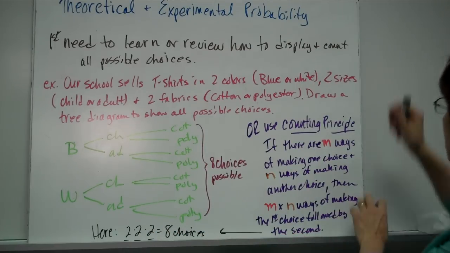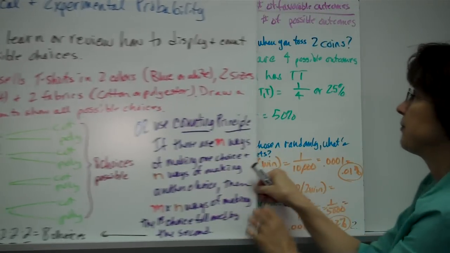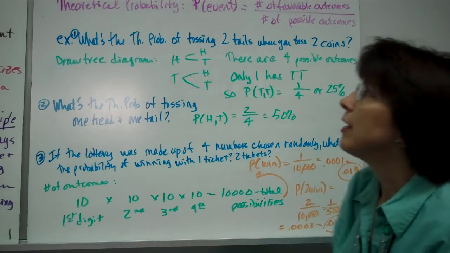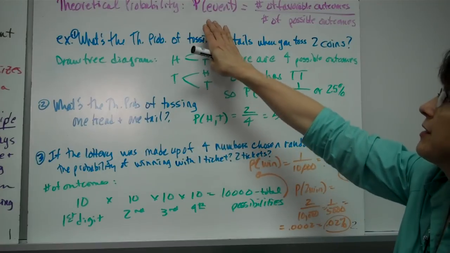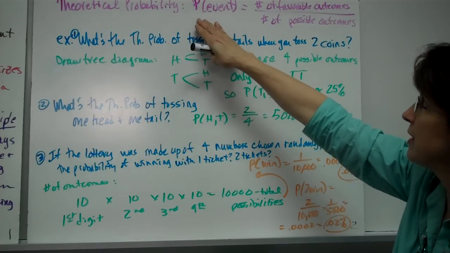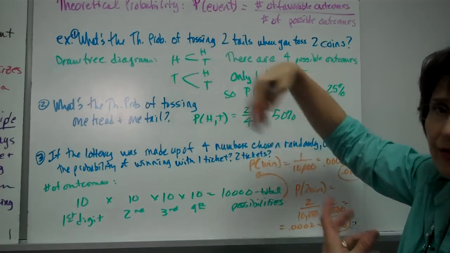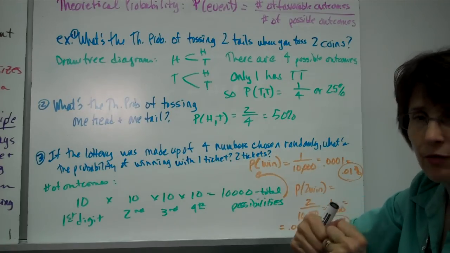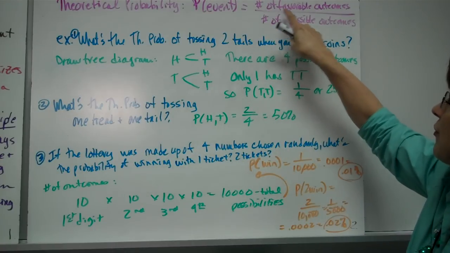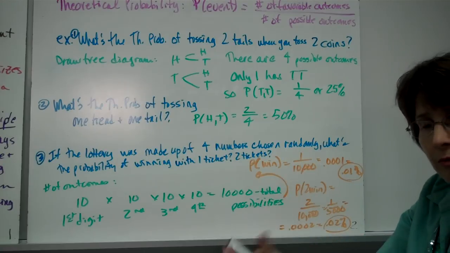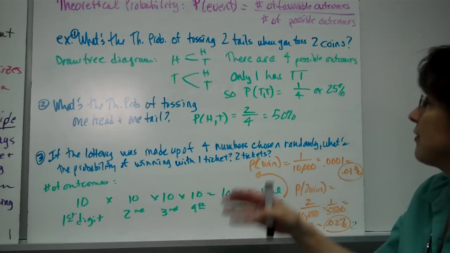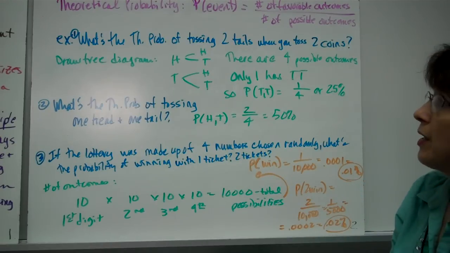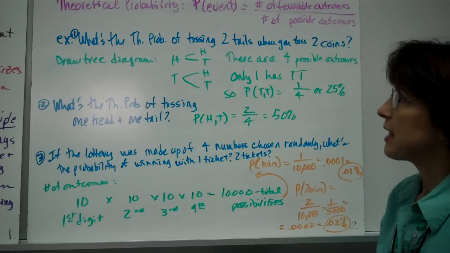Now, there are 2 probabilities that we're going to be studying. The first one is theoretical. Theoretical probability means the probability of an event, that's what the capital P stands for, of something happening, like a 6 on a die. It equals the number of favorable outcomes, the one you're going for, like snake eyes or two 6s, over all the possible outcomes you could get when you shake 2 dice, for example. Okay, so let's get some examples.